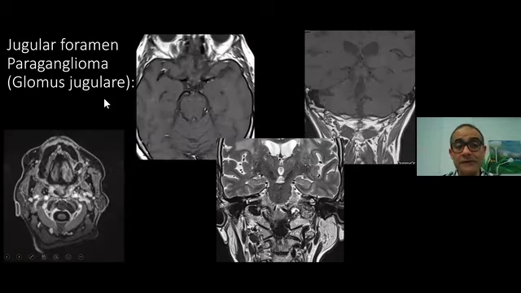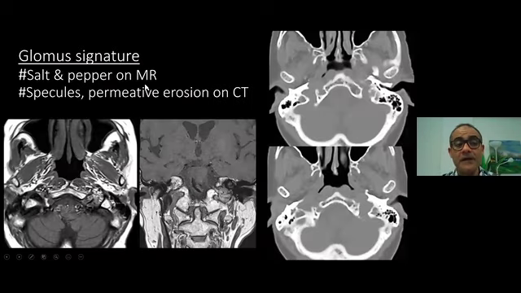So the signature of glomus tumors or paragangliomas are both the salt and pepper appearance on MR, and the other thing is CT. CT is really helpful in these cases because of these spicules, this permeated appearance. Once you see these spicules and permeated appearance, you establish your diagnosis of glomus tumor. So I'll skip this part.